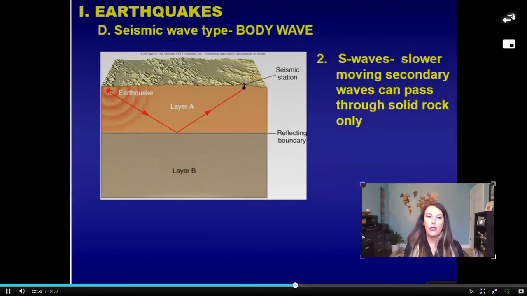Next, we can talk about S waves, which are called secondary waves. And they can only pass through solid rock.